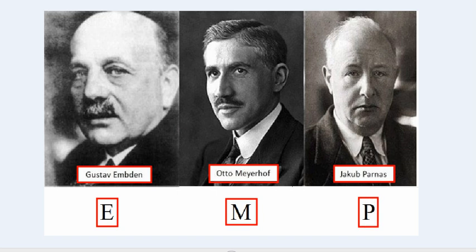By the names of these three scientists, Embden, Meyerhof, and Parnas, this entire cycle is nowadays very famous and known as the EMP pathway. So EMP pathway: E for Embden, M for Meyerhof, and P for Parnas. The EMP pathway is a synonym of glycolysis. What happens in glycolysis? Let's go into more detail.